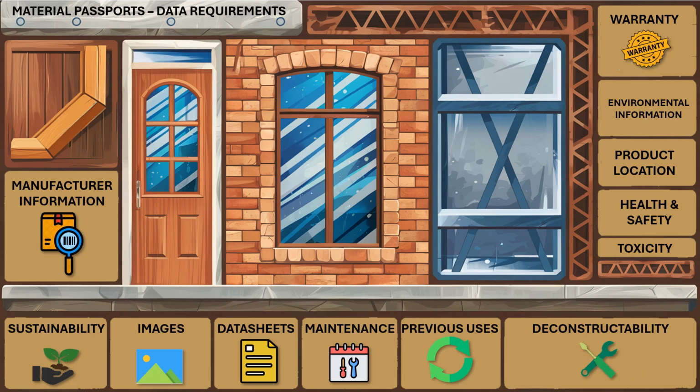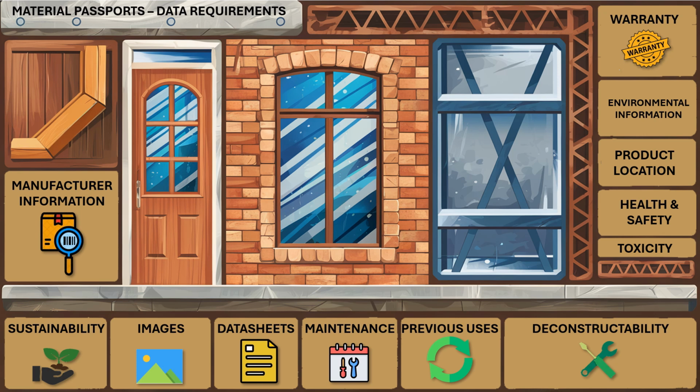Data requirements. Although there will be similarities in the basic data needed for different materials and products, each will have specific data that must be included based on where it is located within the building, its expected lifespan, and the technical requirements of that product.